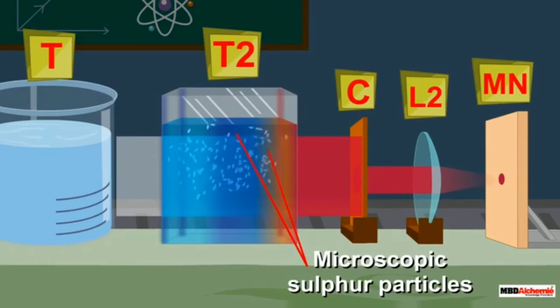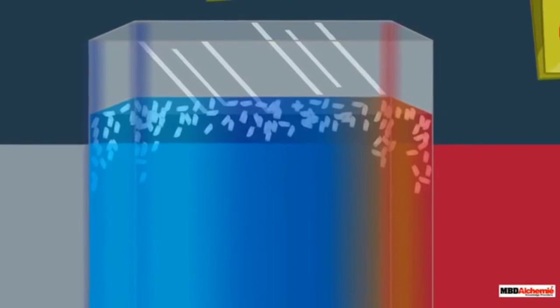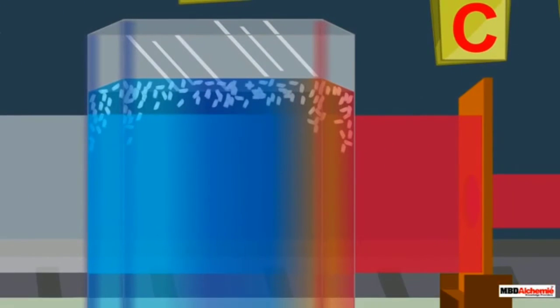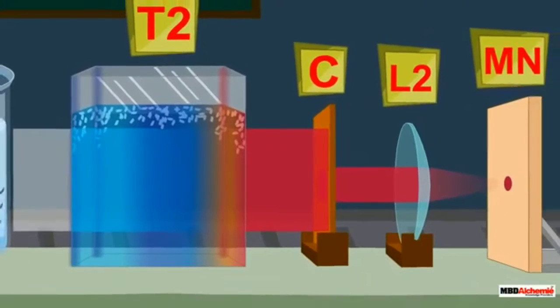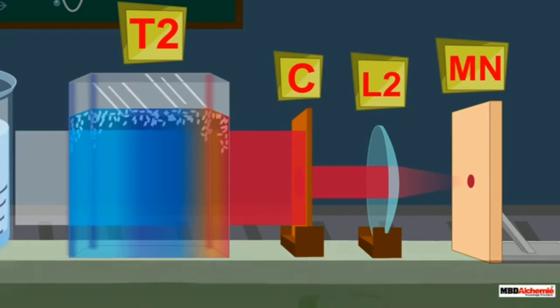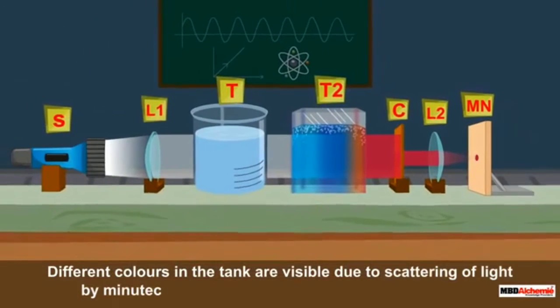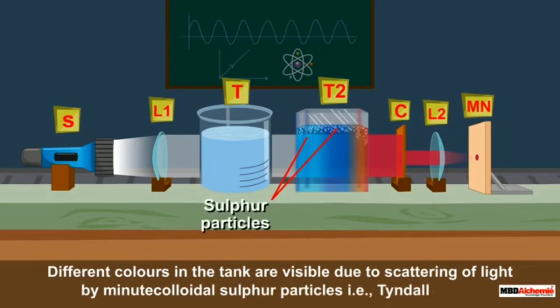As the sulfur particles begin to form, you can observe blue light from the 3 sides of the glass tank. When viewed from the 4th side of the glass tank, facing the circular hole at first, an orange-red color and then a bright crimson-red color are observed on the screen. This happens due to the scattering of light by minute colloidal sulfur particles, that is, the Tyndall effect.